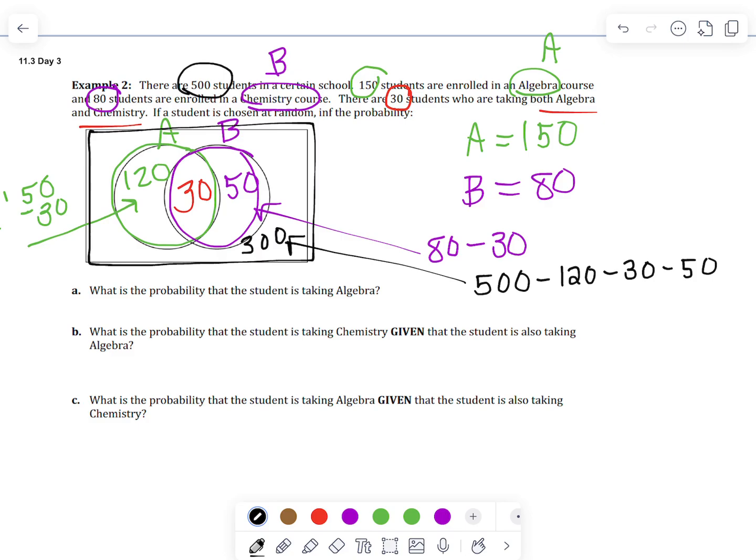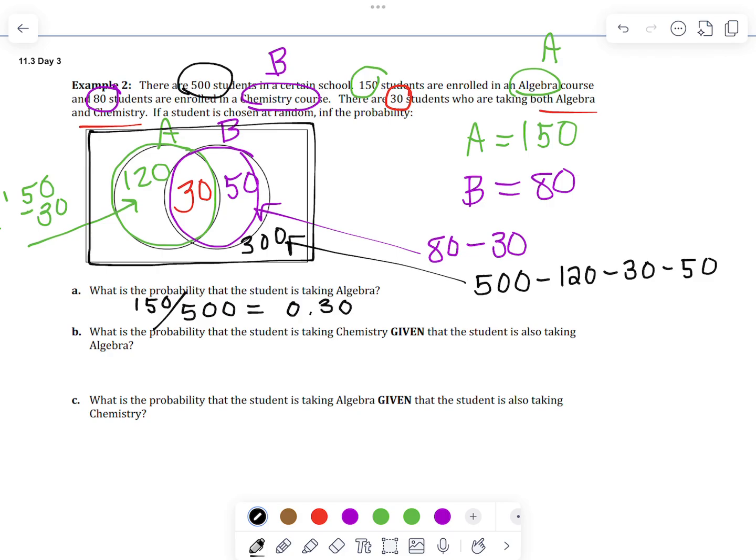It says, what is the probability if you randomly select a student that they are taking algebra? So we add up the 120 and the 30, which is 150, divided by the total of 500. And you get 0.30.